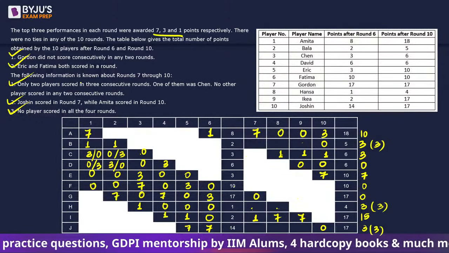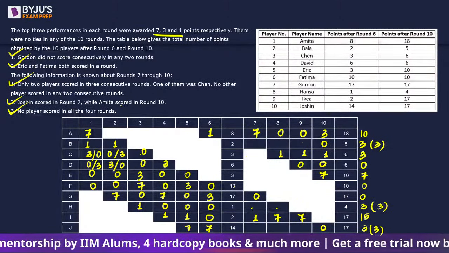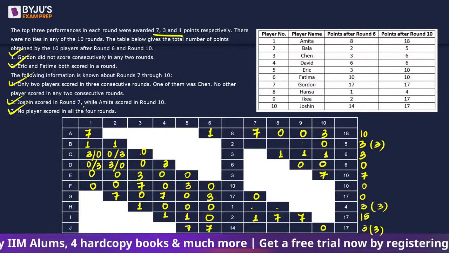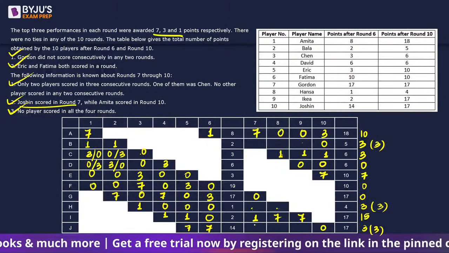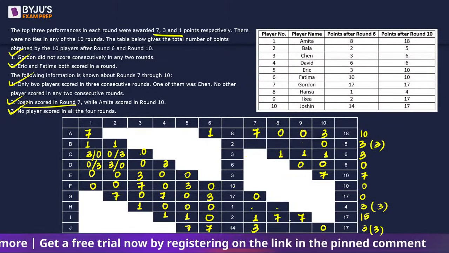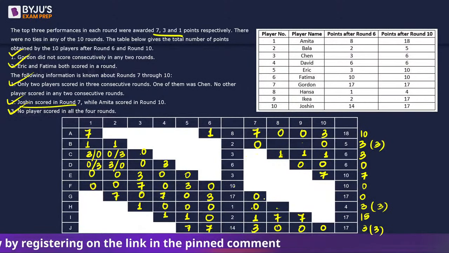Let's reread the statements. Hold on. Only 2 players scored in 3 consecutive rounds. One of them was 10. Other players scored in 2 rounds. Joshin scored in round 7. Oh, okay. I should not have removed it. Joshin scored around 7, so this one is going to be 3. Obviously, it's not putting. ठीक है. This turns out to be 3, तो ये fill हो गया.